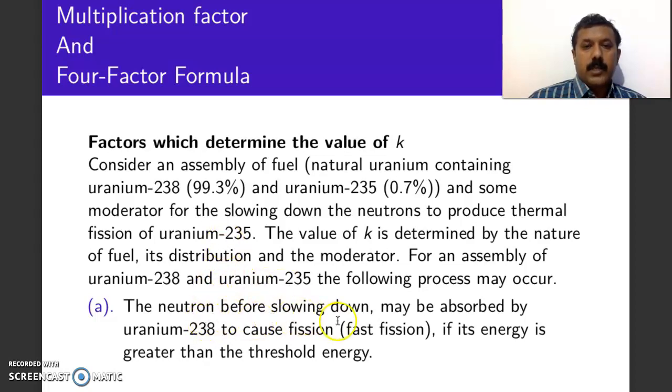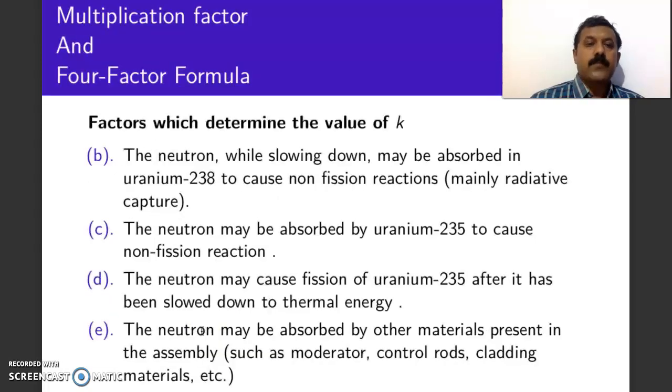The neutrons, before slowing down, will generally be fast neutrons. These fast neutrons, before slowing down, may be absorbed by uranium-238 to cause fission. This is called the fast fission reaction. If uranium-238 is bombarded with fast neutrons above a certain threshold energy, then this uranium-238 will undergo fission. Therefore, before the neutron gets slowed down to thermal energy, it may interact with uranium-238 and cause a fast fission reaction. This is one probable process.